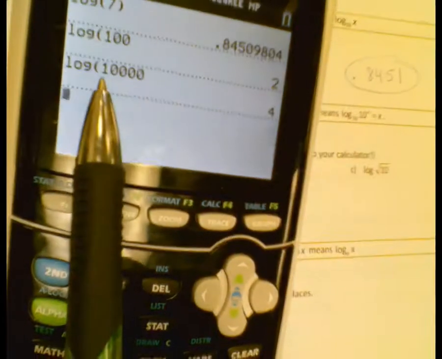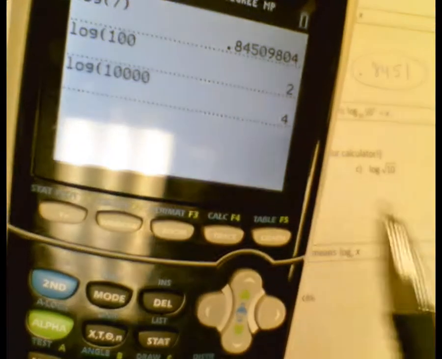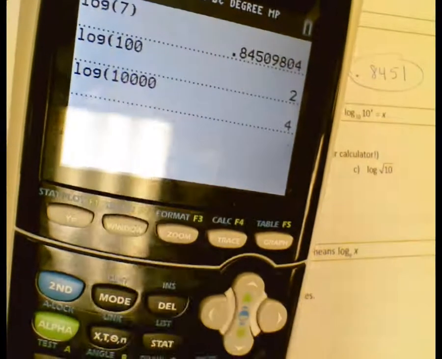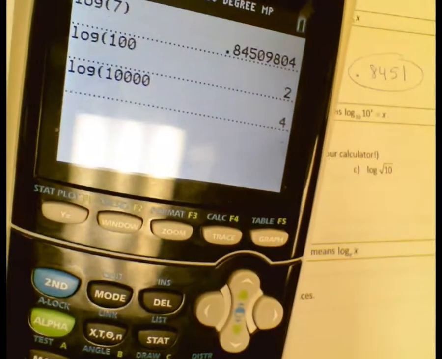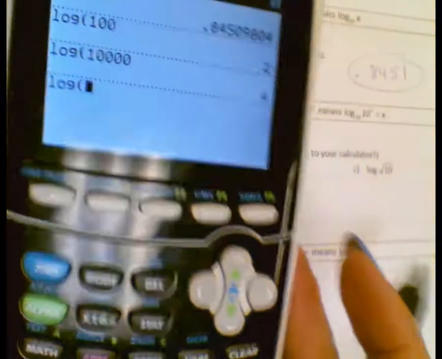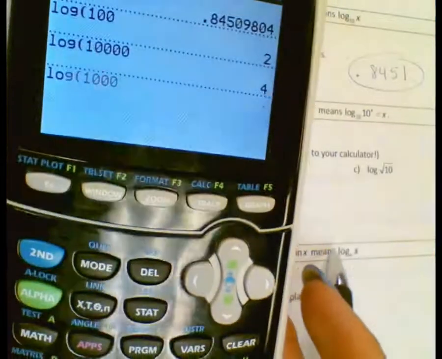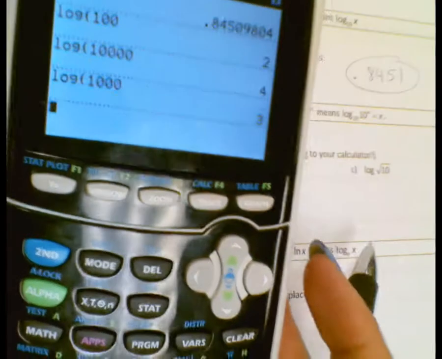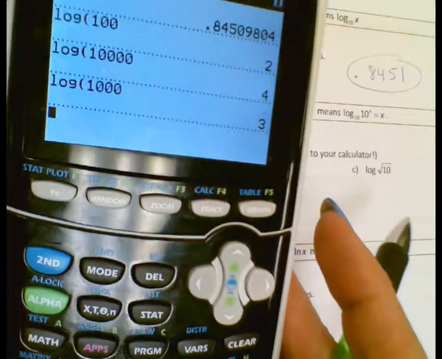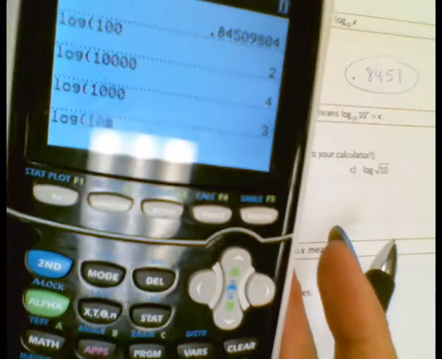That means if you start with a 1. So what would log 1,000 be? How many zeros are in 1,000? 3. So log 1,000 would be 3. And hopefully you know that a million has 6 zeros. So if you did a log of a million, it has 6 zeros.